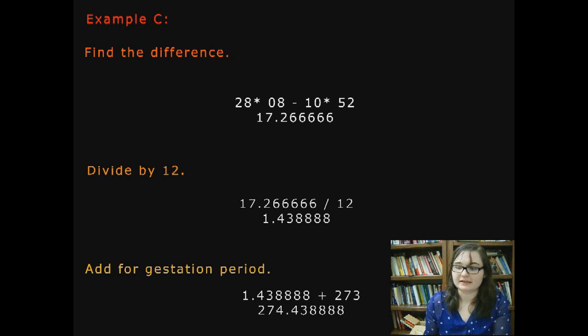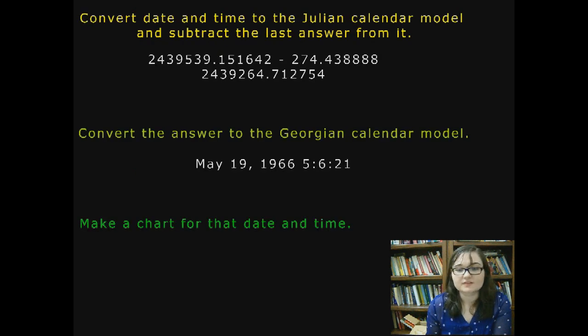1.4388 repeating. And then since this person's moon is under the ascendant-descendant line, we're going to add 273, and that equals 274.388, 8 repeating. And then I'm going to convert that date into the Julian time, and the software I'm using is Rectify Gold, and luckily in the reports under the chart analysis, it gets that.